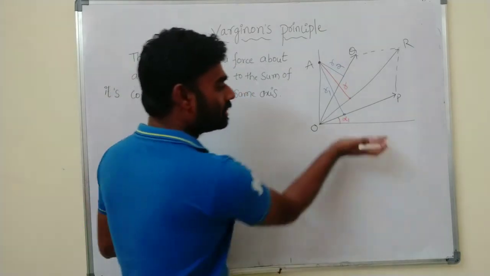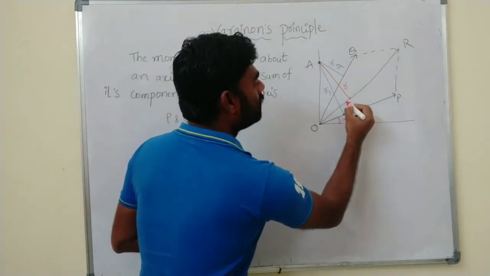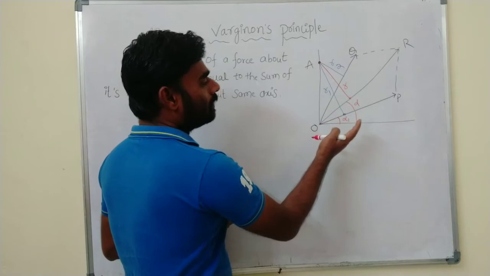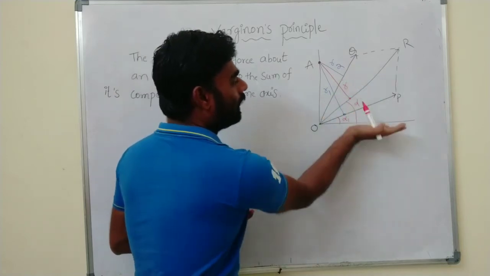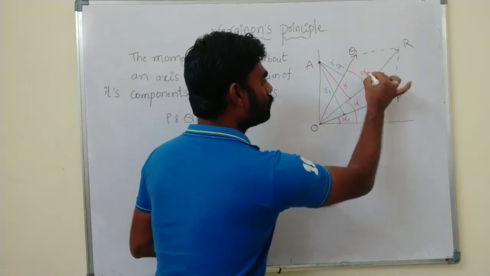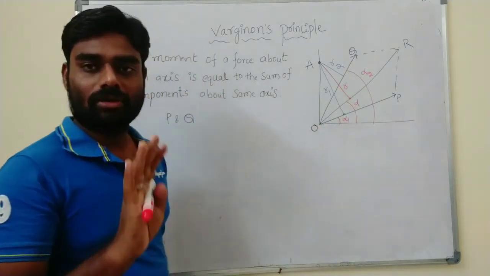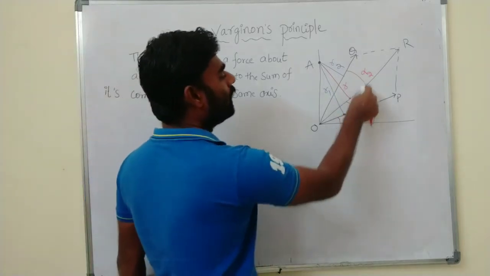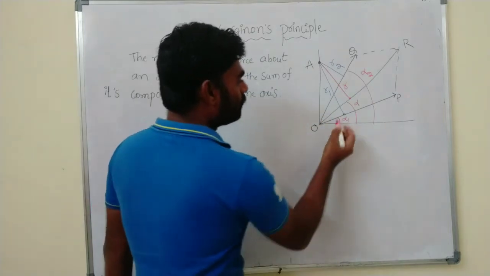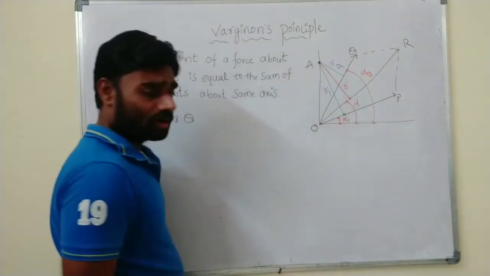Next are the angles. Between these two lines, I am taking alpha 1 as the angle between the horizontal line and the force P. Next is the angle alpha, between R and the horizontal line. Next is alpha 2, or theta 2, whatever it may be. Instead of alpha 1 you can substitute theta also, no problem. So this is alpha 1, this is alpha, this is alpha 2.